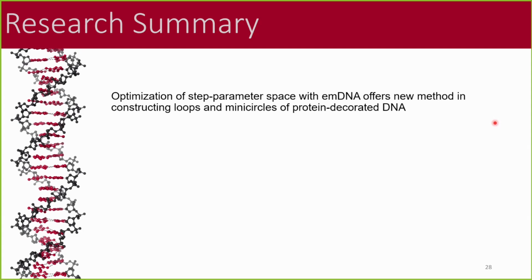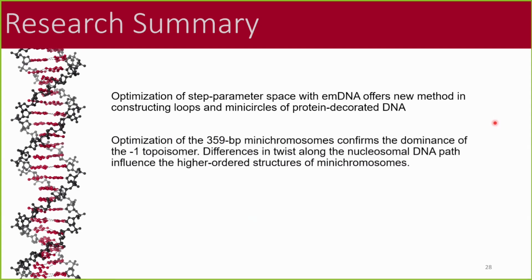And we can still impart new levels of topology so we can maintain levels of supercoiling as we wish. Optimization of the 359 base pair mini-chromosomal circles confirms the dominance of the -1 topoisomer that was seen from experiment decades ago.